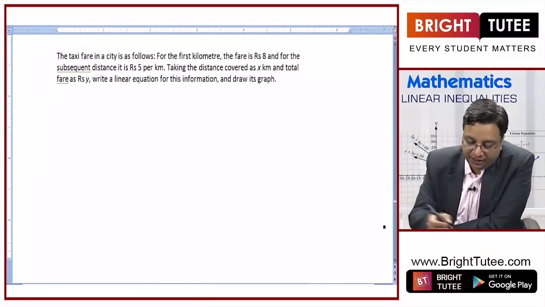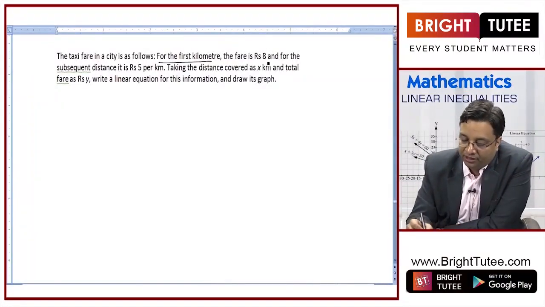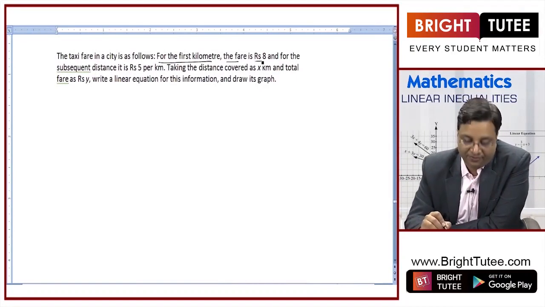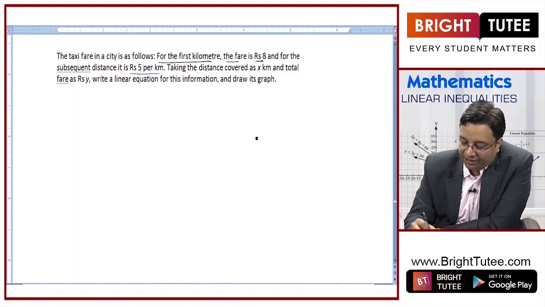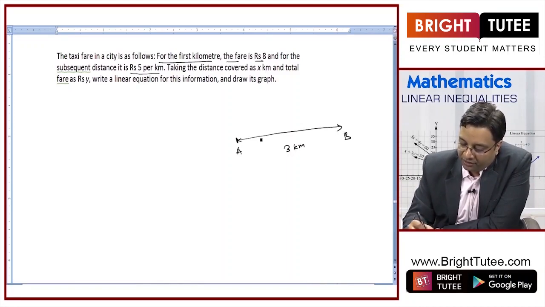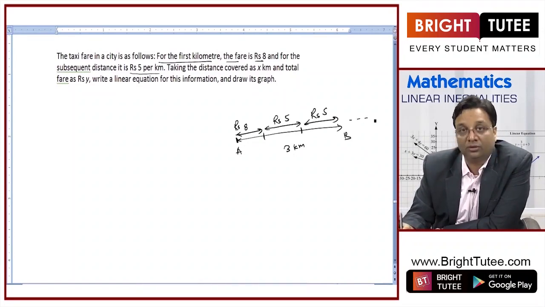The taxi fare in a city is as follows. For the first kilometer, the fare is rupees 8, and for the subsequent distance, it is rupees 5 per kilometer. What does it mean? That when you are traveling, let us say you are traveling to a certain place which is 3 kilometers away. You start from here, and this is the first kilometer, this is the second kilometer. So for the first kilometer, it will charge rupees 8. For subsequent kilometers, it will charge rupees 5 for each kilometer. Rupees 5 for this one, rupees 5 for this one, and so on.